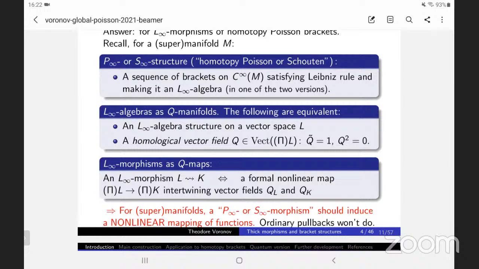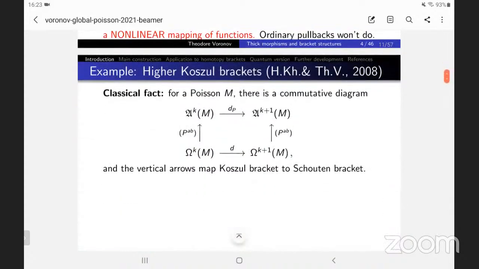So we must have a natural geometric construction, which leads to non-linear mappings between spaces of functions. And ordinary pullbacks, which is the first idea for what we do with functions, won't work. Okay. So I came to this construction from a very concrete example.